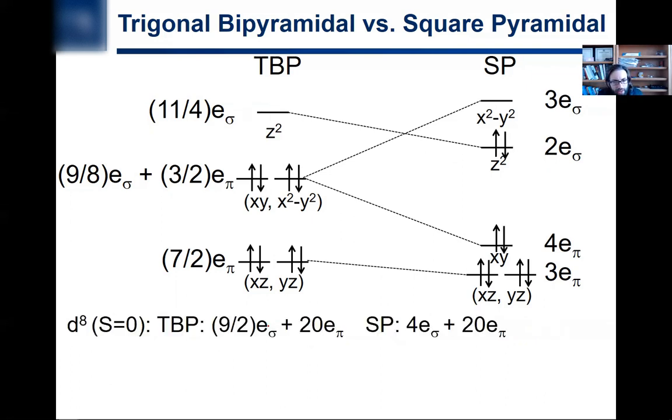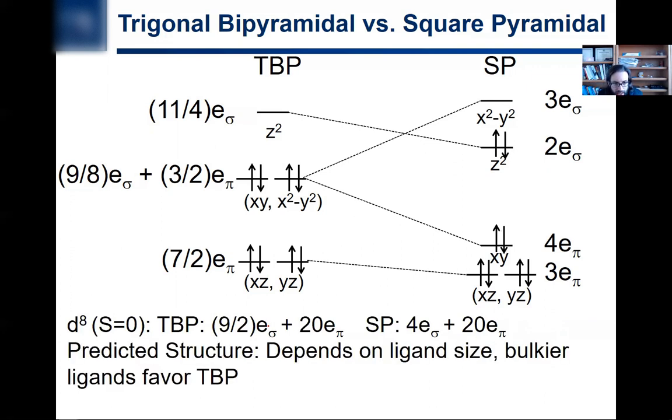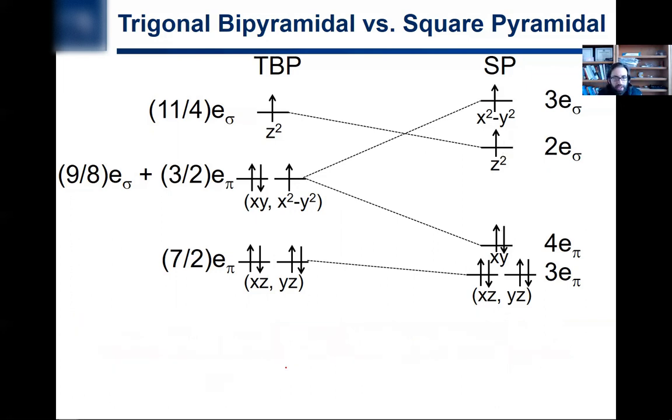All right, what about D8 singlet? We're almost there, guys, done all these. This one is going to be dependent on the ligand size. We have a 20 E pi and a 20 E pi, that's a wash. And we have a 3/2 E sigma and 4/2 E sigma and a 4 E sigma. So there is a slight preference for square pyramidal, definitely, half an E sigma. But if you have really bulky ligands, you might be TBP because half an E sigma isn't that much.